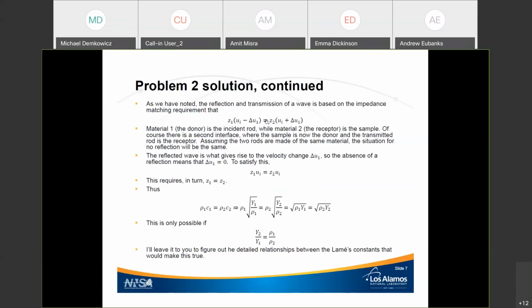And no reflection. In order to get no reflection, that means that the reflected wave, which is what gives rise to this change in velocity here, doesn't exist, which means that the change in velocity also doesn't exist. So the impedance matching equation reduces to just Z1 times U sub I equal to Z2 times U sub I. That means that the two materials, the rod material and the sample, have to have the same impedances. Doesn't mean they're the same material.